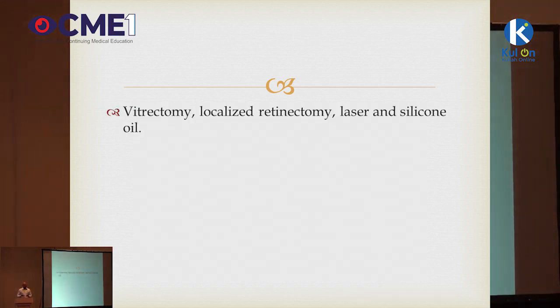So what I did was I did a vitrectomy, and then I did what's called a localized retinectomy. So I went into the eye and removed all the tissue that was incarcerated into the sclera. I applied laser and I put silicone oil into the eye. So in all trauma cases with retinal detachment, I always put silicone oil into the eye. It's because if you put gas into the eye, the risk of a retinal redetachment is very high, and the studies have shown that.